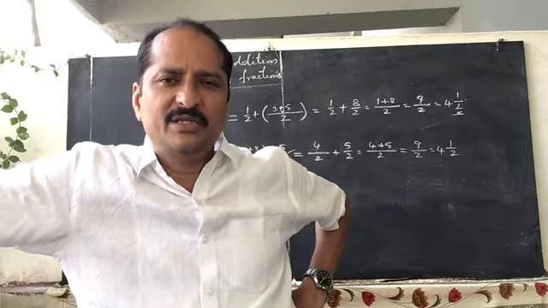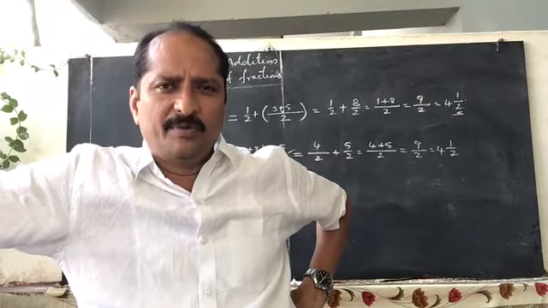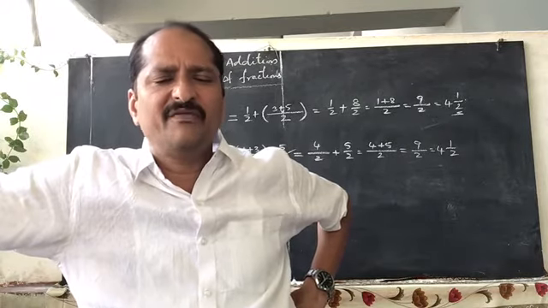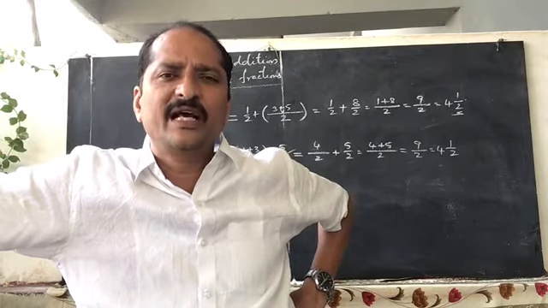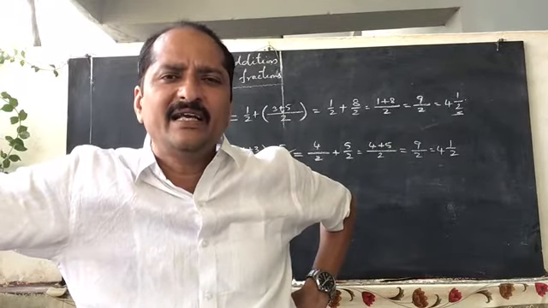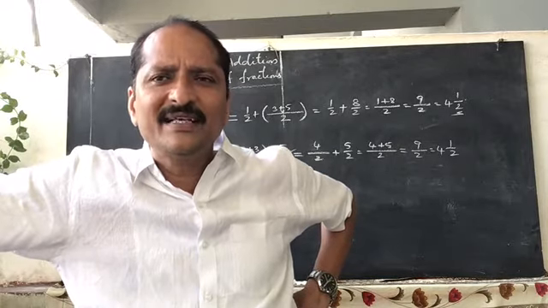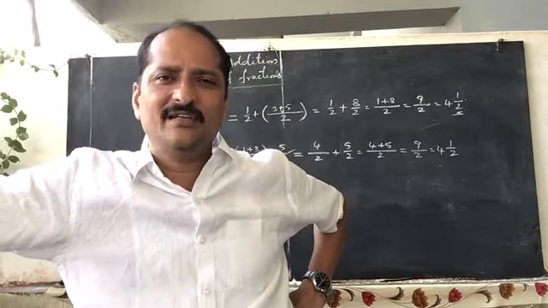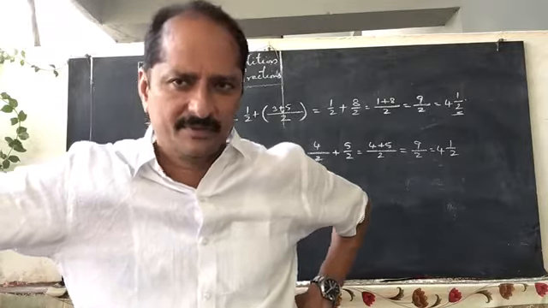First one is zero property. If you add 0 to any number, any fraction, you will get the same fraction. So 0 is known as the identity of addition. Additive identity. 0 is known as additive identity. Okay? Now, let us go for multiplication.